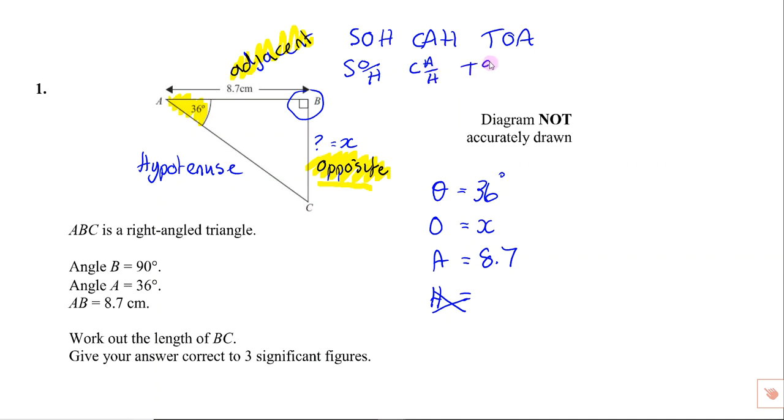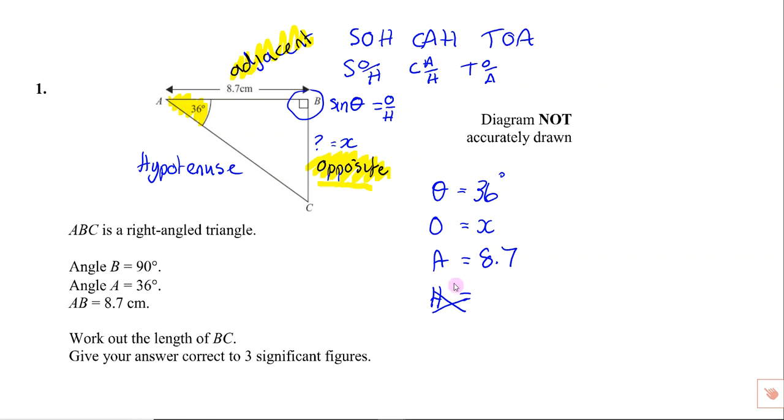Sohcahtoa to help them remember. Okay? So what we're saying is sine of the angle equals opposite over hypotenuse and so on. So you don't have to write this out for every question. I just write my Sohcahtoa to remember.